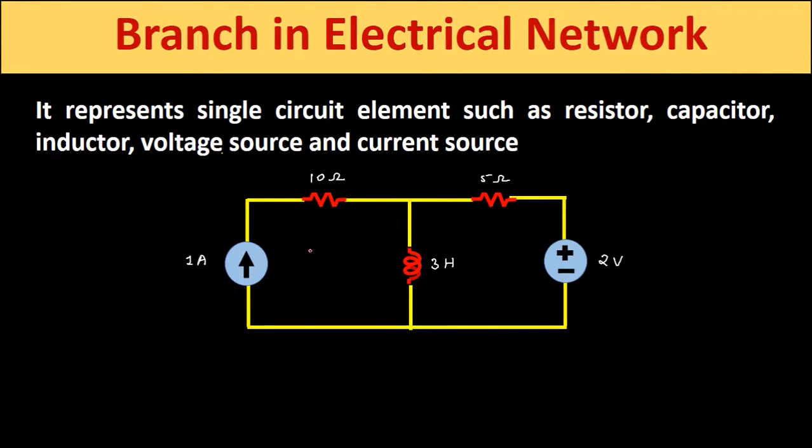Here in this circuit diagram you can see we are using one current source of 1 ampere, one voltage source of 2 volt, two resistors, one is of 10 ohm and one is of 5 ohm, and one inductor of 3 Henry. So total how many components are there here? Total 5 components are there. So since this circuit consists of 5 circuit elements or 5 components, this circuit consists of 5 branches.